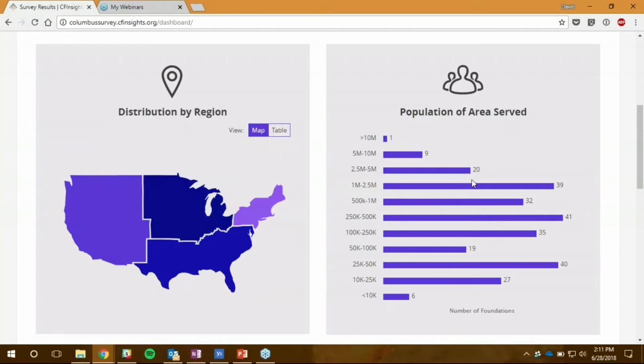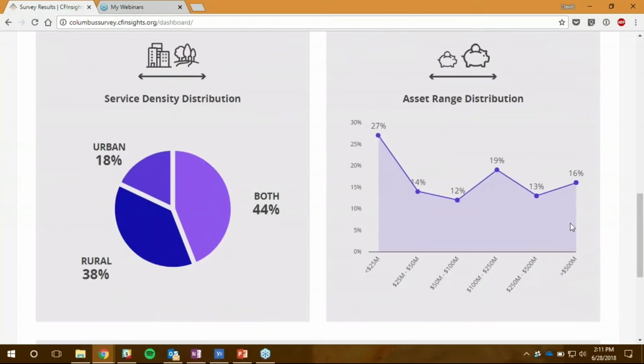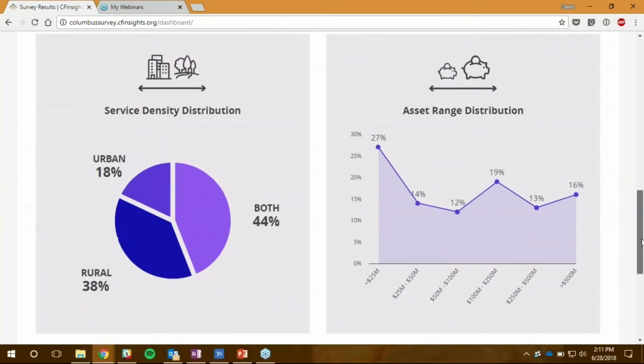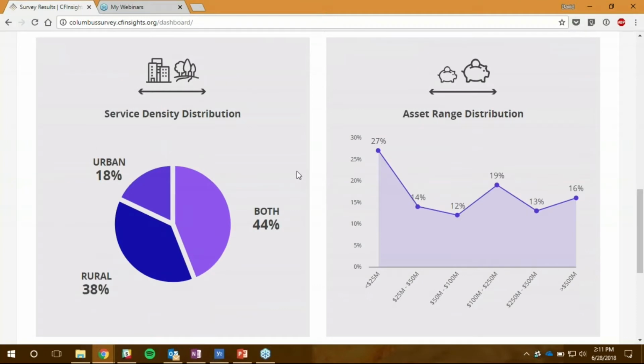Our community foundation responses, as I mentioned, serve populations of varying sizes, as you can see on this chart. But I do want to mention the different types of areas that they serve as well. Nearly half, or I should say 44% more specifically, of our respondents serve both urban and rural areas. 38% serve primarily rural areas and 18% serve urban areas.